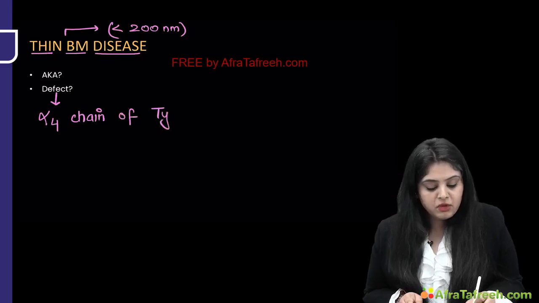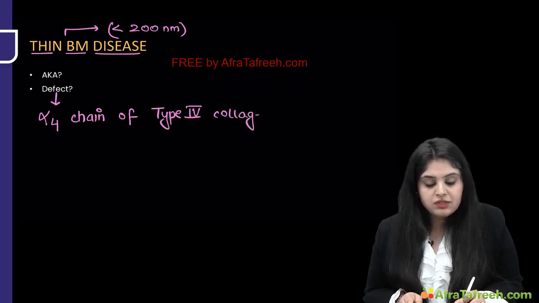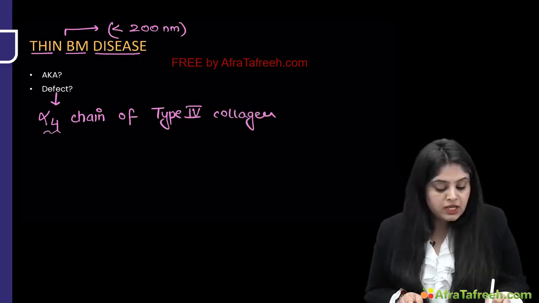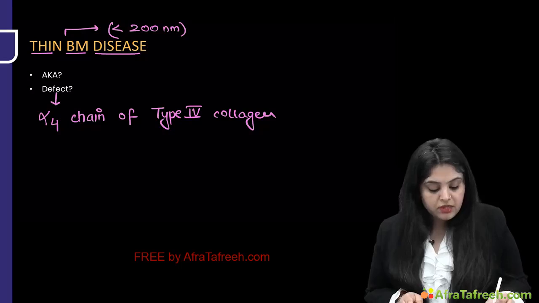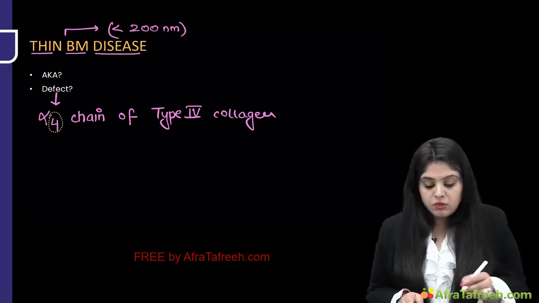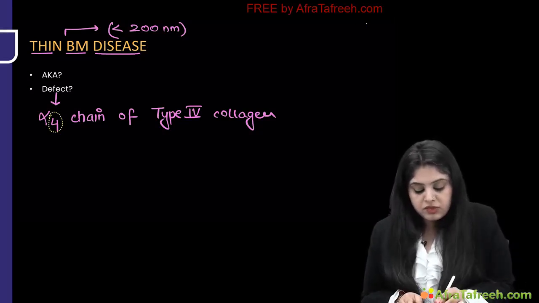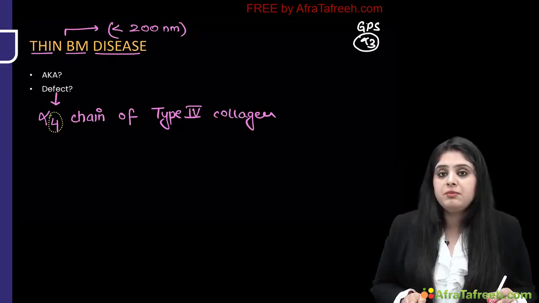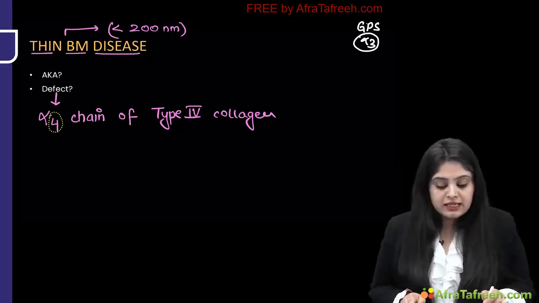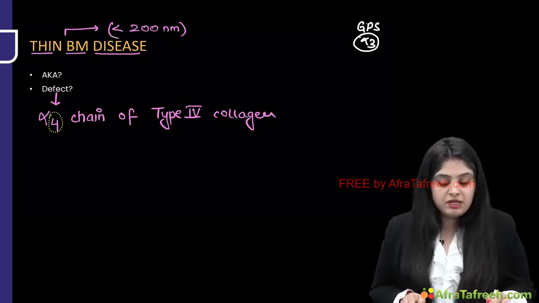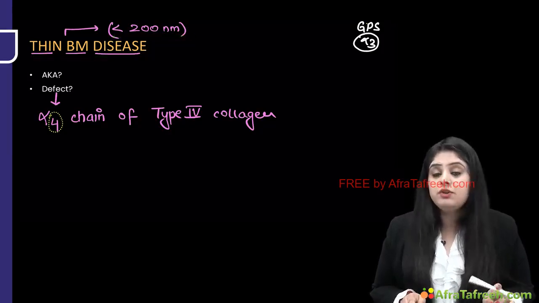See, basement membrane collagen is going to remain the same. It is only the chain that is going to change all the time. So can you all recall for me, what was the chain that you had in Goodpasture syndrome? The chain in GPS was the alpha 3 chain. Now in thin basement membrane disease, it's the alpha 4 chain. That is why the basement membrane has become super thin, less than 200 nanometers.